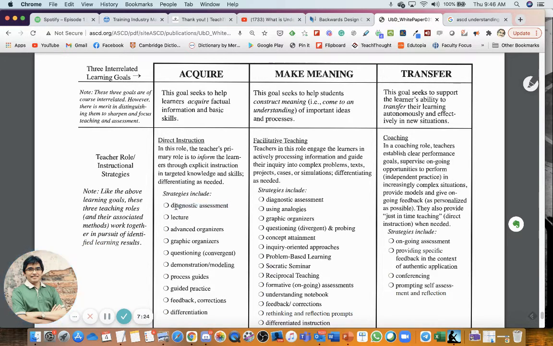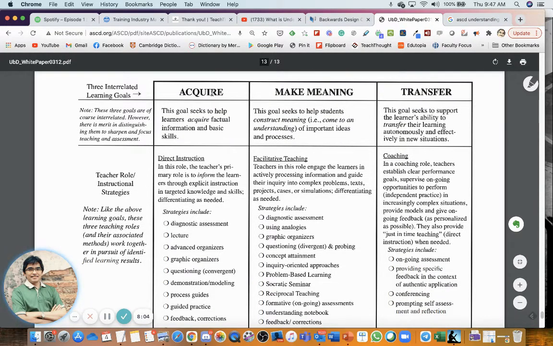We have other strategies as well: diagnostic assessment, advanced organizers, graphic organizers, questioning, demonstration, modeling, process guides, guided practice, feedback, correction, and differentiation. Each one of these, if you get the book, they describe in great detail with a lot of examples according to different subjects and so on. So I think it's worth getting the book and diving deeper into each one of these to suit the learning goal here, to acquire.